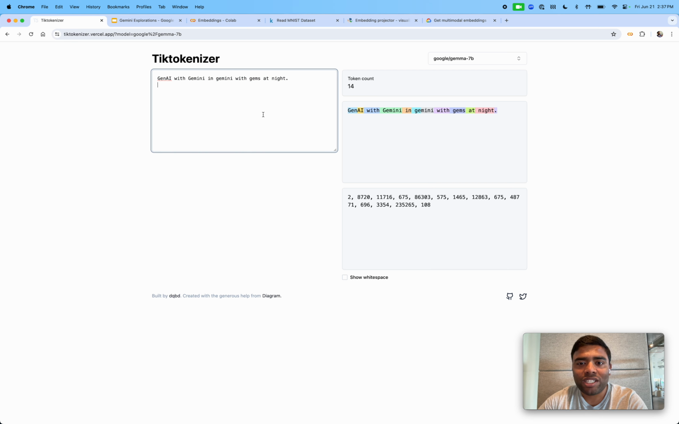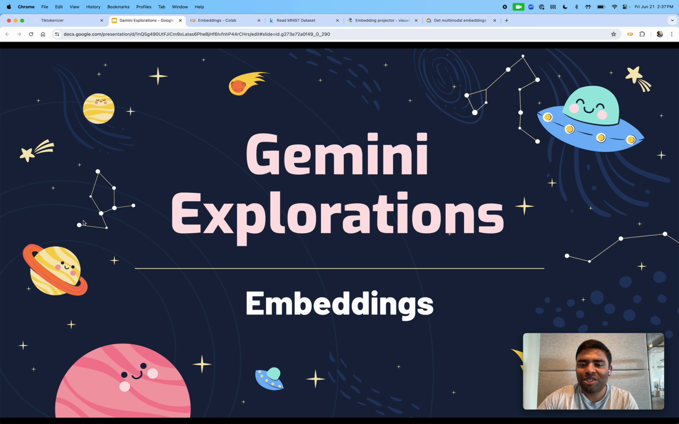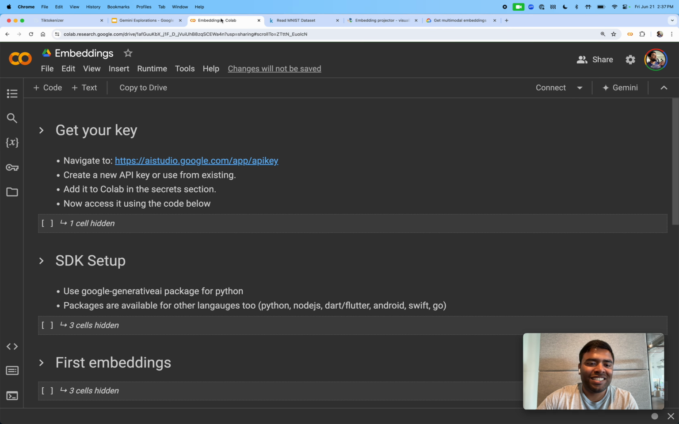But today we are not talking about tokens, mostly because tokens encapsulate the word into a number, but they don't encapsulate any meaning behind the word. So how do you get all the meaning? In this case, Gen and AI are 8720 and 11716, but the meaning behind Gen AI is more complex than just that. So how do you get the meaning behind it? The way to encapsulate that into a form that a model can understand is embedding. So that's what we're going to be exploring today, embeddings.